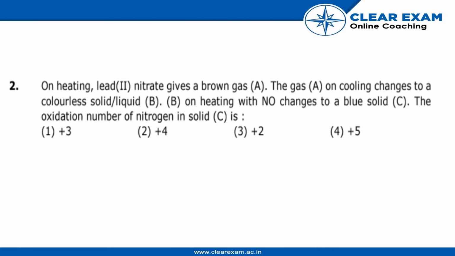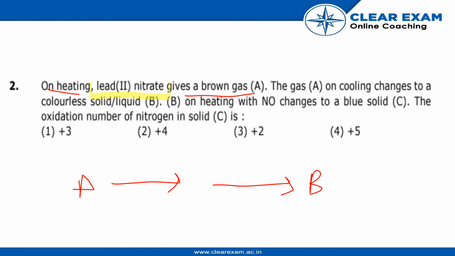So in this question, there is a lead nitrate. On heating it gives a brown gas A. Gas A on cooling changes to a colorless solid and liquid, B. So A gives a brown gas, and on cooling it gives a colorless solid B.